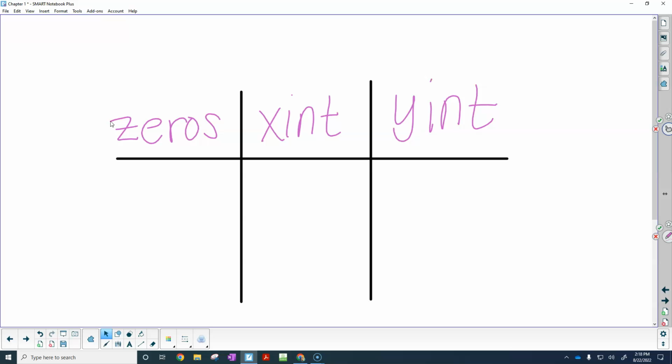Alright, so what are zeros? Zeros are inputs that make an output 0. X-intercepts are also inputs that make the output 0, and they also really do cross the x-axis. Your Y-intercept is just where it crosses the y-axis. This is where some weird, crazy stuff happens, and I'm going to explain it all to you.